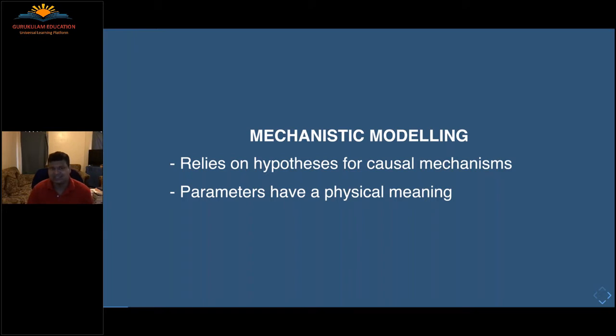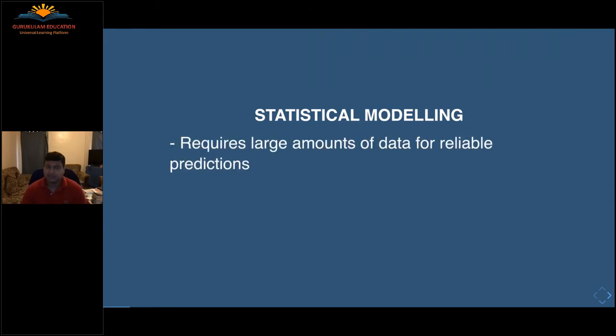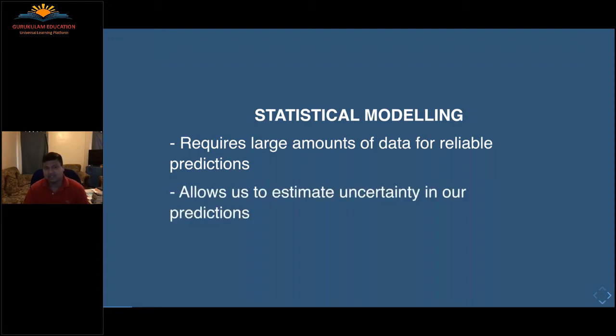On the other hand, the statistical approach, or nowadays the data science approach, would typically require large amounts of data for reliable predictions, and it's less mechanism-based, but rather model fitting. But on the plus side, it has the ability to do proper uncertainty quantification. This allows us to estimate uncertainty in our predictions. When you have large amounts of data, whether or not it's a Bayesian framework, you can do uncertainty quantification in a principled fashion.